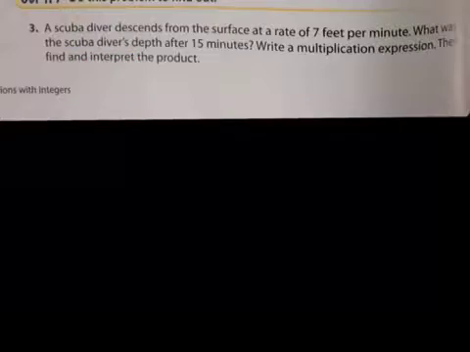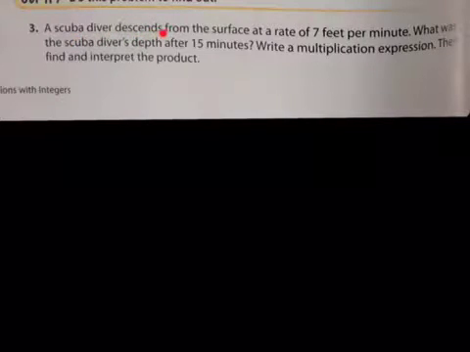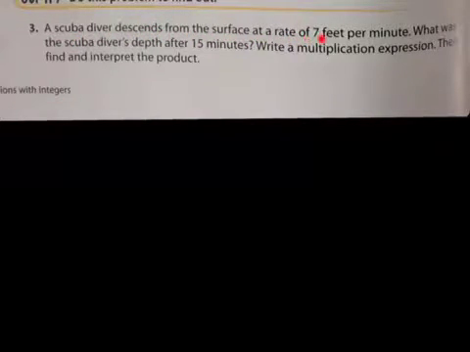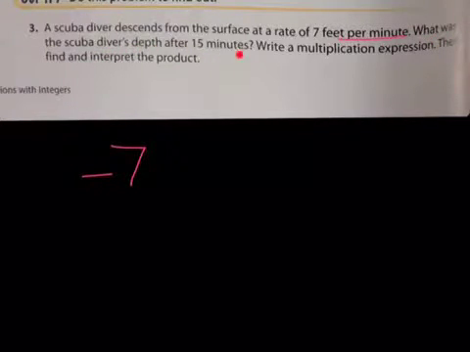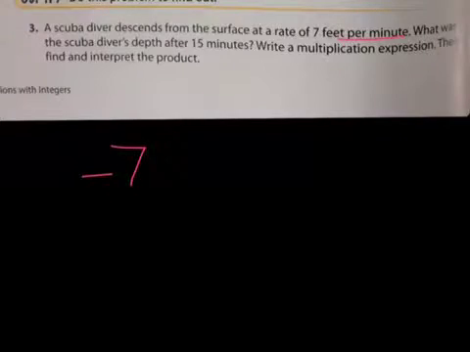Let's try number 3. Okay, a scuba diver descends from the surface at a rate of 7 feet per minute. Descends, goes down at 7 feet. Okay, so when I see that, I want to write it like this. It's descending 7 feet, so my negative 7 per minute. But how many minutes? Okay, let's see how many minutes we have to multiply that by. What was the scuba diver's depth after 15 minutes? There it is. Okay, so 15.